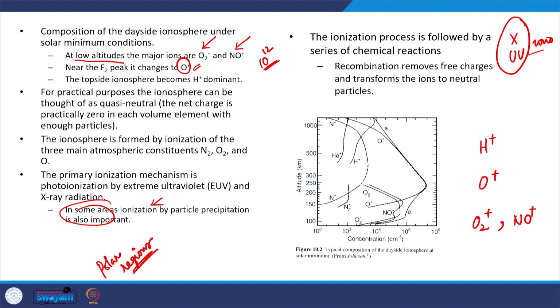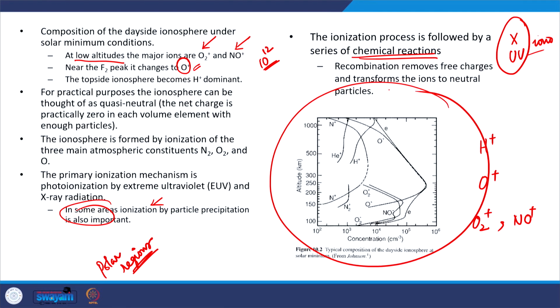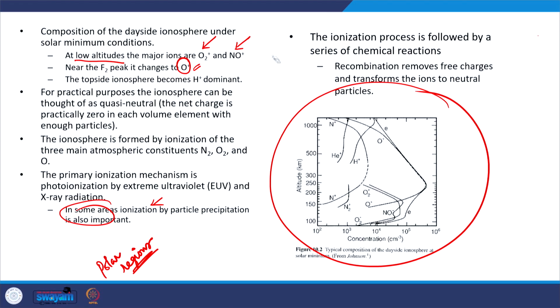All right. The ionization process is followed by a series of chemical reactions. The total population of electrons and ions is produced and followed by a series of chemical reactions. Many processes are present. Recombination removes free charges and transforms the ions into neutral particles. So, this is how the ion density with respect to altitude will look. What we have seen earlier is related to the structure of the Earth's ionosphere, which is how the total number of electrons varies with height. But if you look at the other side, the positive charge, the chemical species or ions present in the Earth's ionosphere are shown in this simple figure.